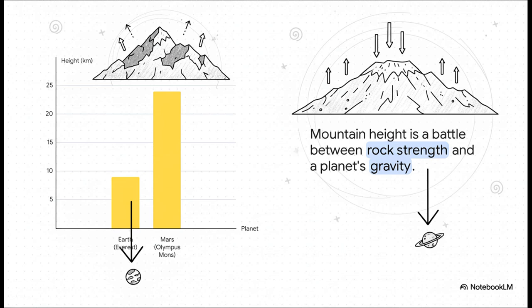You've got the electromagnetic strength of the rock itself pushing up, and you've got the planet's gravity trying to crush it back down. On Earth, our gravity is pretty strong, so it puts a cap on things. Mount Everest can only get to about 9 kilometers high. But then you look at Mars. It's got way less gravity, only about 40% of ours. And because of that, Olympus Mons can just keep growing, reaching this absolutely insane height of over 24 kilometers.